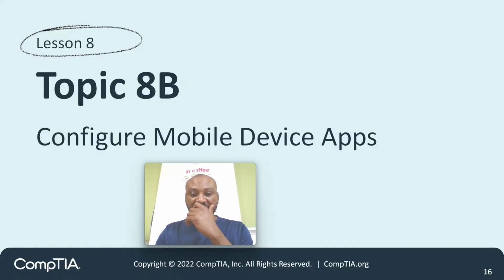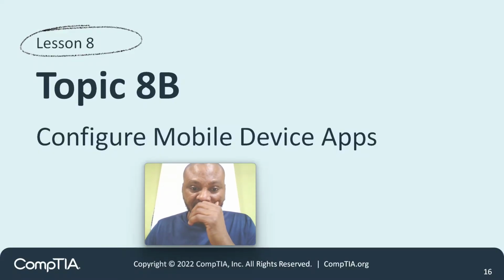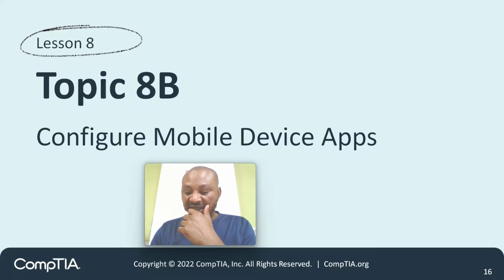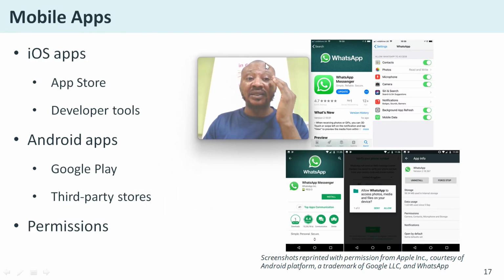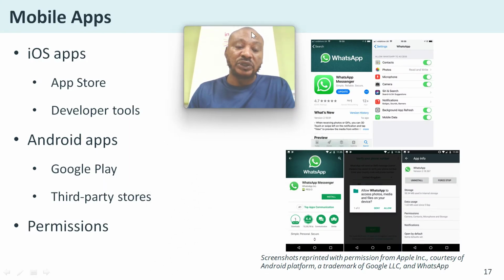So, configure mobile device apps. Okay, the next thing now, 8B, configure mobile device apps. That is what we're looking at now. Mobile device apps are what we use to connect with our OS, like Apple iOS, Android apps and so on. So all these are mobile apps.